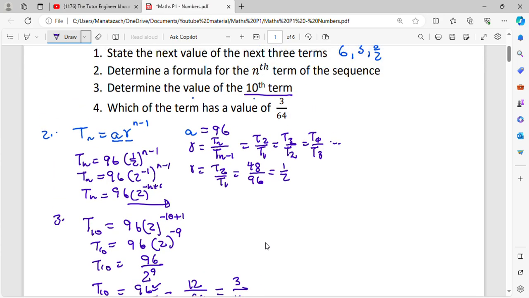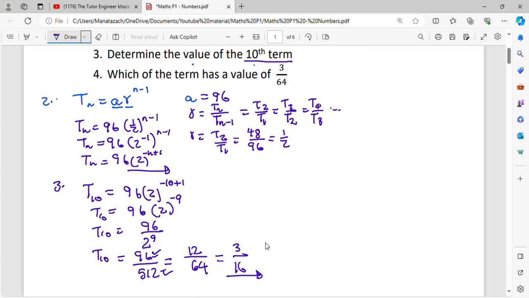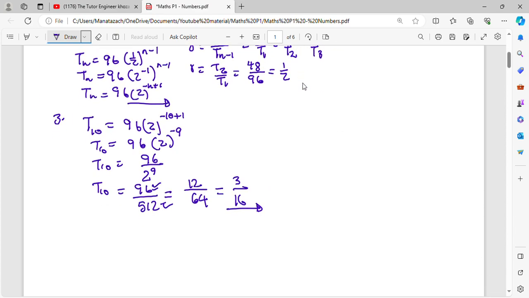Okay, let's go to question 4. Which term has the value of 3 divided by 64? So let's write here question 4. Let's write the general formula of our nth term. So the value 3 divided by 64 is equal to 96 times 2 to the power minus n plus 1. So this one is a 2. Let's not get confused about it.